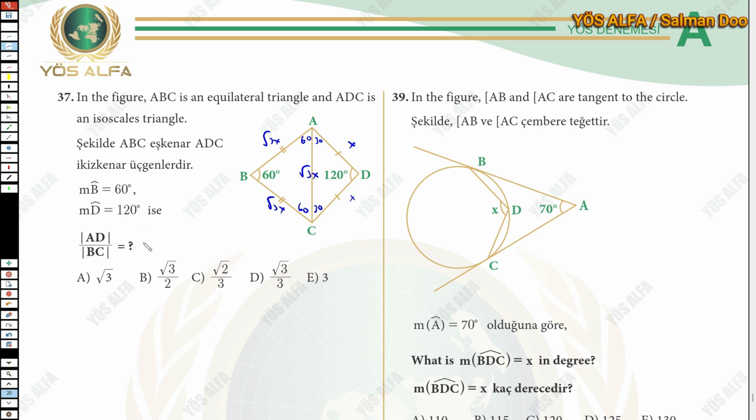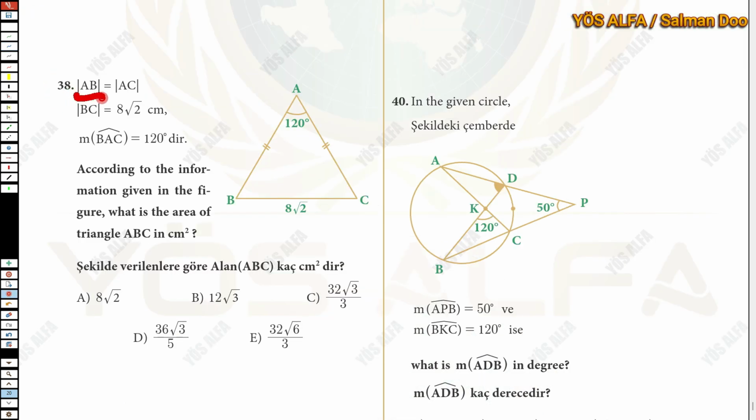We're asked to find AD over BC. AD is x and BC is root 3x. So the answer is 1 over root 3, which is the same as root 3 over 3. D.